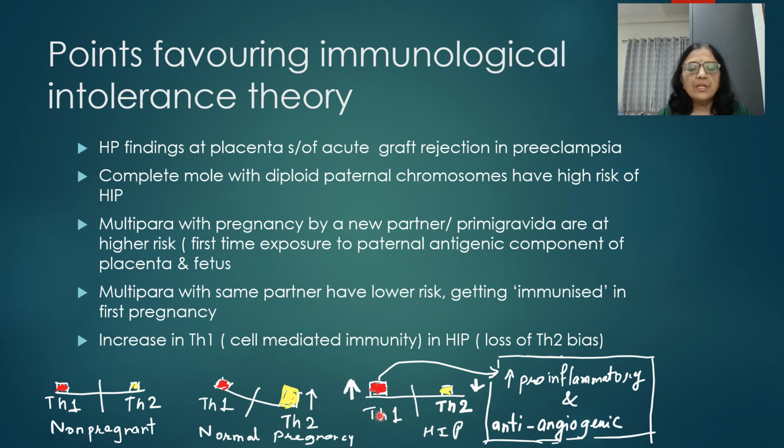So Th1 activity, cell-mediated immunity, gets activated by release of cytokines by T helper 1 cells, and their action is mainly pro-inflammatory and anti-angiogenic. So there is more of a pro-inflammatory and anti-angiogenic action, and that is how it initiates the development of hypertension in pregnancy.